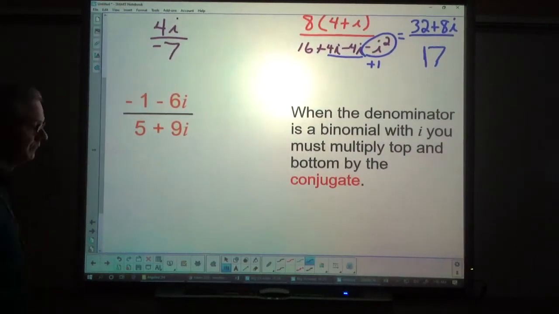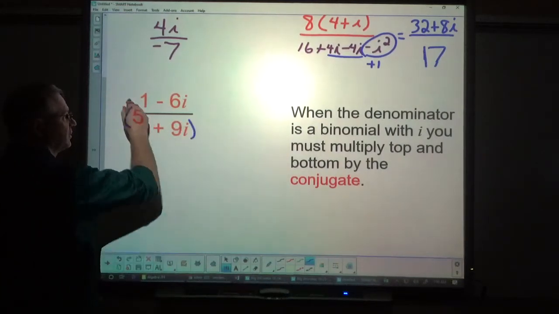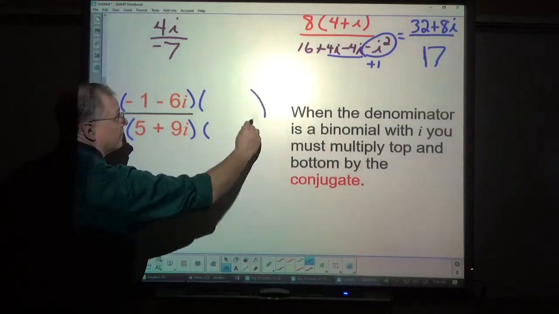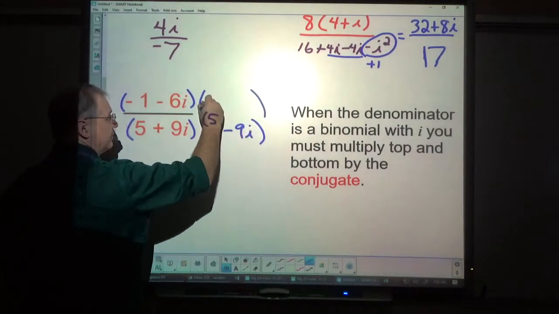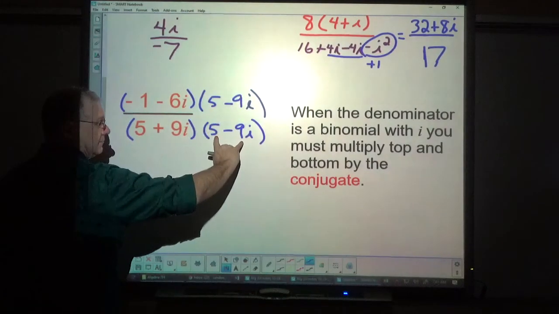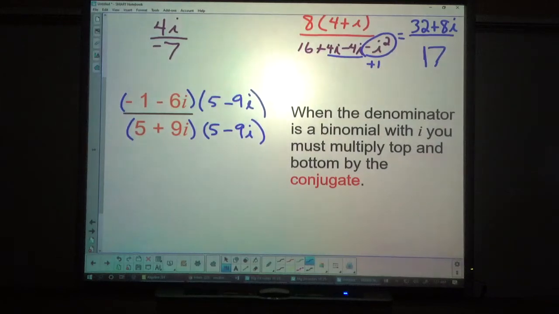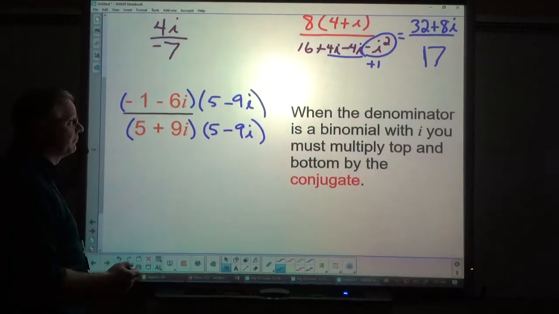There we go. So here, I need to multiply by the conjugate. In this case, 5 minus 9i. Opposite sign, but the same first and last terms, except for the sign. So I'm going to go ahead and distribute. Now I need to distribute top and bottom.